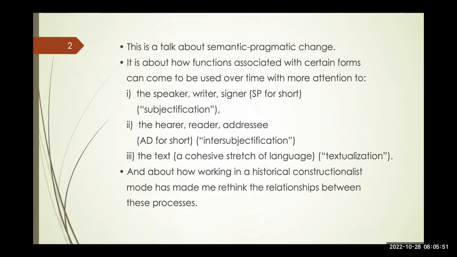Okay, this is a talk about semantic pragmatic change, as I said. It's about how functions associated with certain forms can come to be used over time with more attention to the speaker, writer, signer, that is subjectification, the hearer, reader, addressee, that is intersubjectification, and the text, a cohesive stretch of language, which I call textualization. It's about how working in a historical constructionalist mode has made me rethink the relationships between these processes.